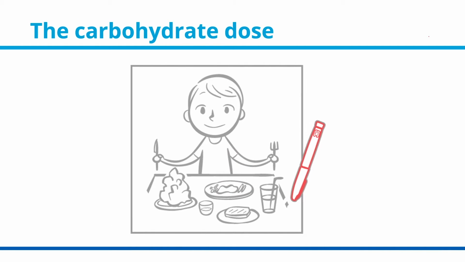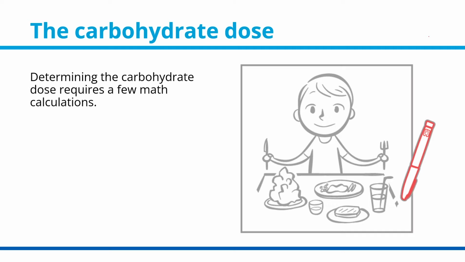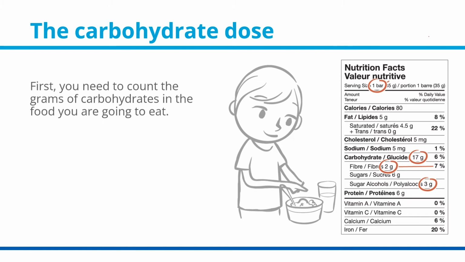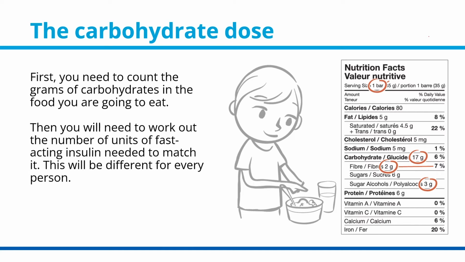The carbohydrate dose. Determining the carbohydrate dose requires a few math calculations. First, you need to count the grams of carbohydrates in the food you are going to eat. Then, you will need to work out the number of units of fast-acting insulin needed to match it. This will be different for every person. For this, you will need your ICR number.